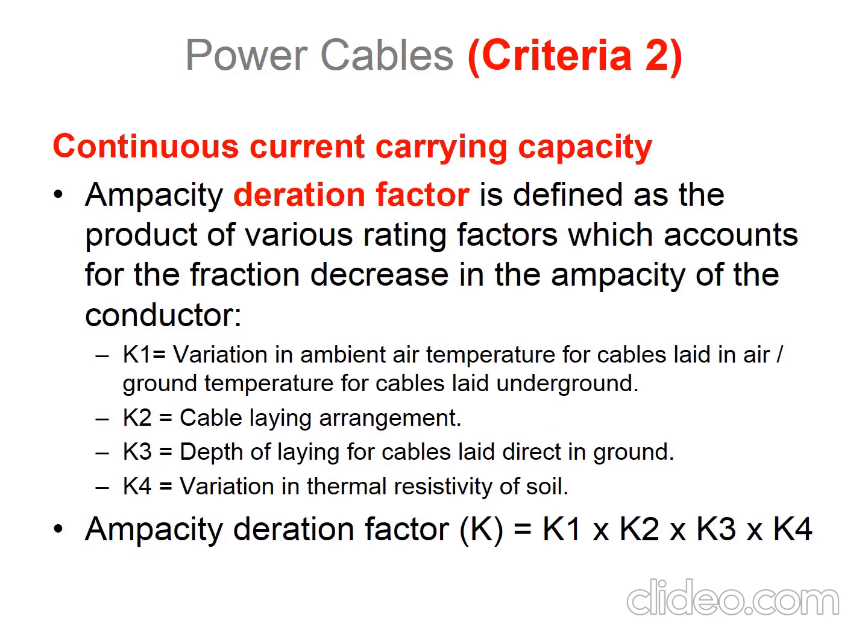Okay, ampacity derating factor is defined as the product of various rating factors which account for the fractional decrease in the ampacity of the conductor. K1 is the variation in ambient air temperature for cable. K2 is the cable laying arrangement. K3 is the depth of laying for cable laid direct in ground. K4 is the variation in thermal resistivity of soil. So the ampacity derating factor K is equal to K1 times K2 times K3 times K4.